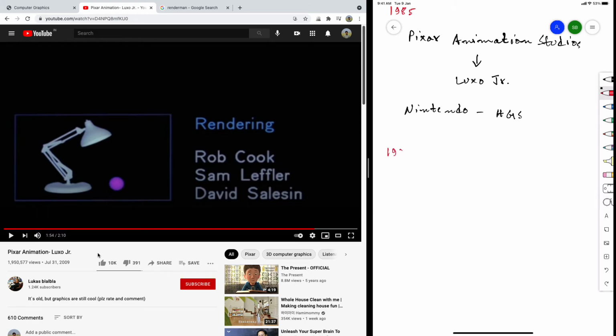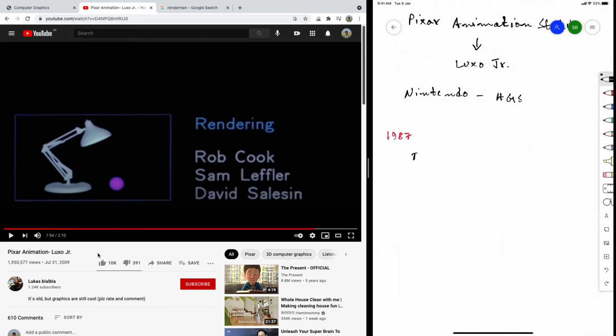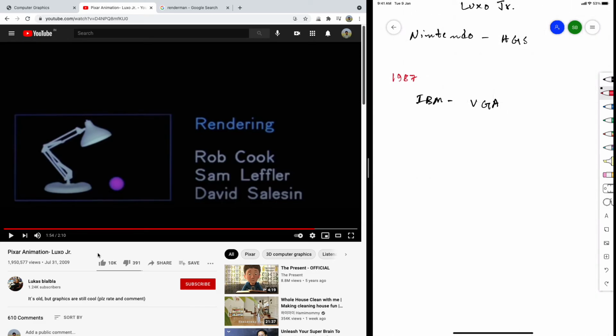Then in 1987, IBM released Video Graphics Array, in short VGA. Then in 1989, improvements of VGA, namely SVGA, that is Super VGA, was released.